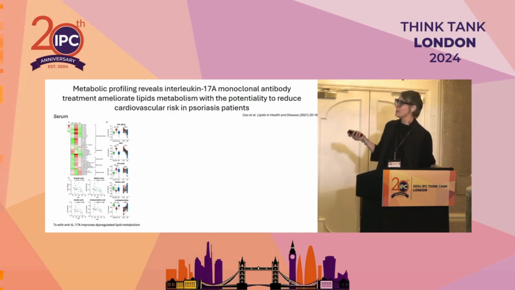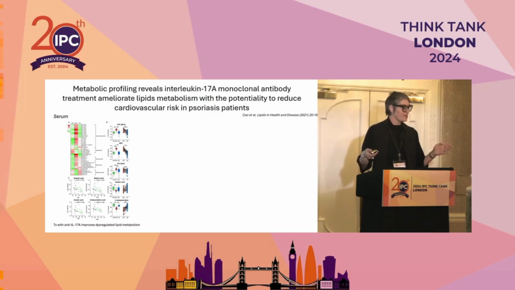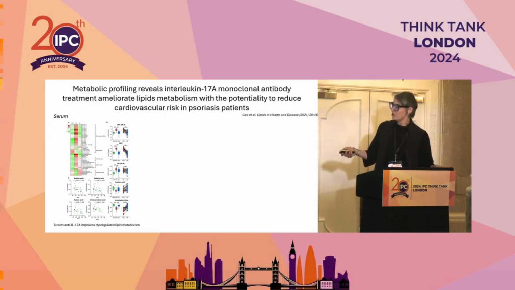The first one is this paper that was published in Lipids in Health and Disease in 2021, and it's really focused on cardiovascular comorbidities in psoriasis patients. So what they did was they recruited a bunch of patients with psoriasis, and they did metabolomics. And what they showed was there was a bunch of different metabolites that were increased. When they treated them with IL-17A inhibitors, they decreased. Not surprising, right? And they then graphed it here.